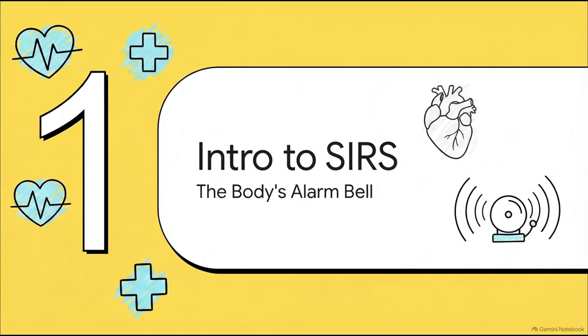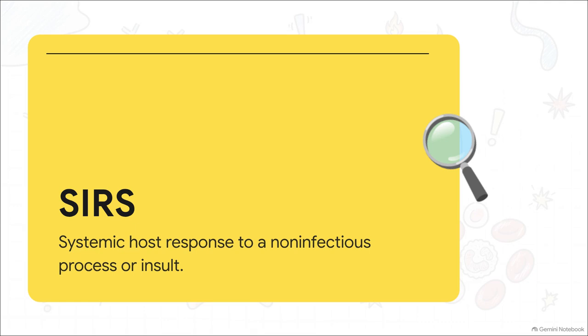All right, Section 1, an introduction to SIRS, or as I like to call it, the body's alarm bell. To really understand SIRS, we have to start by looking at inflammation, which is the body's natural alarm bell against harm. Based on our source material, SIRS stands for Systemic Inflammatory Response Syndrome. According to the clinical guidelines, it's defined as a systemic host response to a non-infectious process or insult. Now, I want to heavily emphasize that word, non-infectious. This is the absolute critical distinction. It's exactly what separates sterile SIRS from a condition like sepsis.